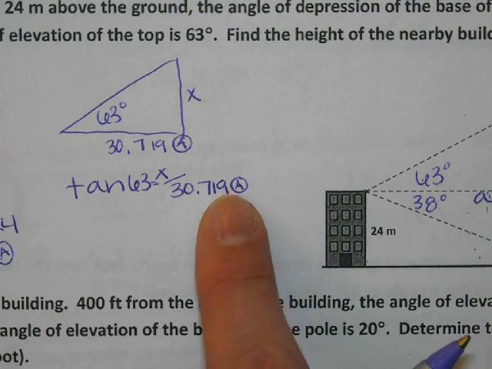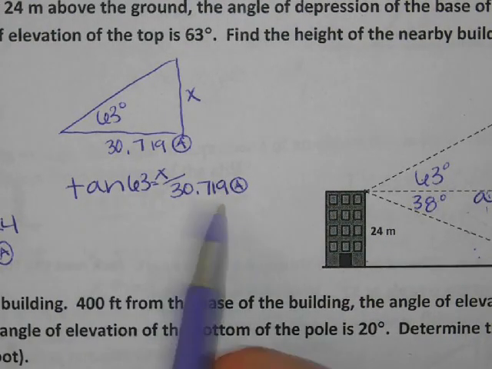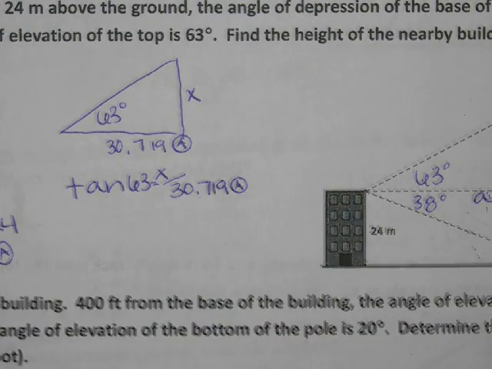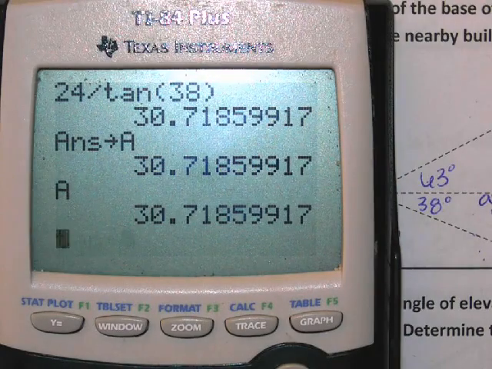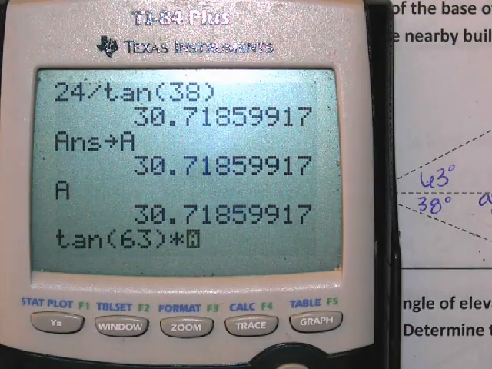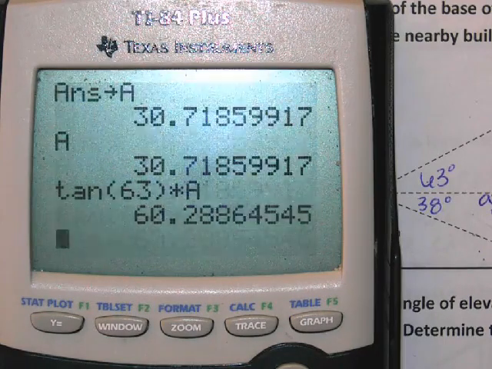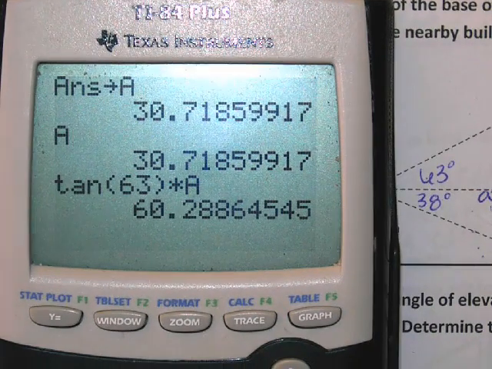I'm just going to take the number and multiply it over to the other side. So I'm going to do tan 63 multiplied by 30.719, which is the decimal that I stored as A. So I'll do tan 63 times A. Okay, so X is 60.289.